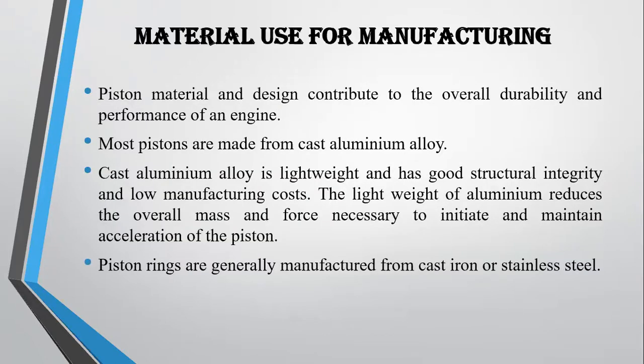The material used for manufacturing the piston: the material and design contribute to the overall durability and performance of an engine. Most pistons are made from cast aluminum alloy. Cast aluminum alloy is lightweight and has good structural integrity and low manufacturing cost. The light weight of aluminum reduces the overall mass and force necessary to initiate and maintain acceleration of the piston. Piston rings are generally manufactured from cast iron or stainless steel.